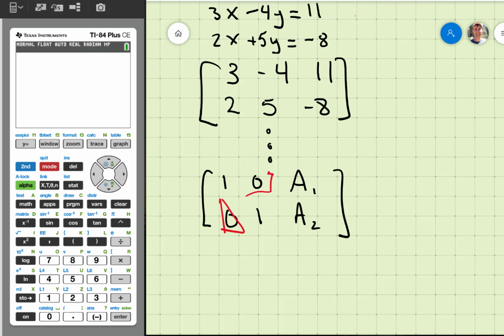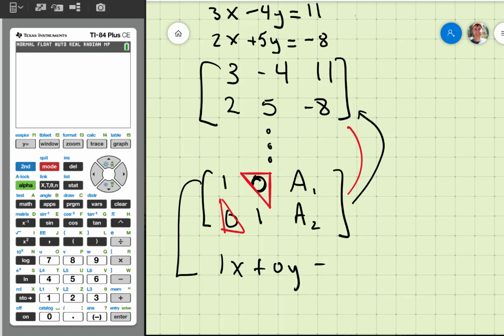But what makes this simplified is this triangle on the top and the bottom. Now, what does that mean? If this is a simplified version of the original, then these equations are simplified versions of the original. So what are these equations telling us? Well, they're telling us 1 times x plus 0 times y equals the number a1. And the other one is telling us 0x plus 1 times y equals a2.